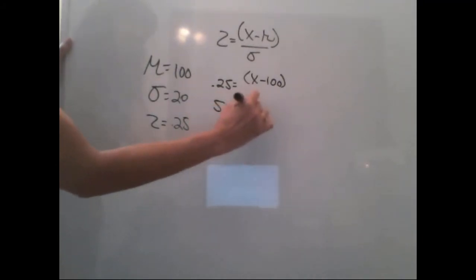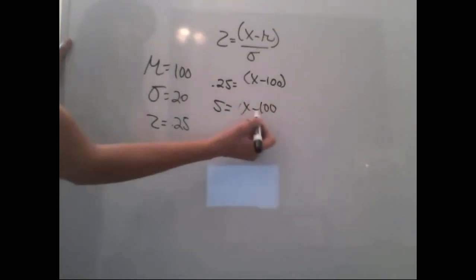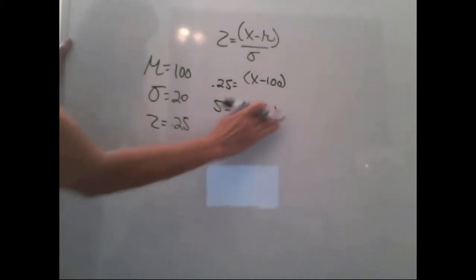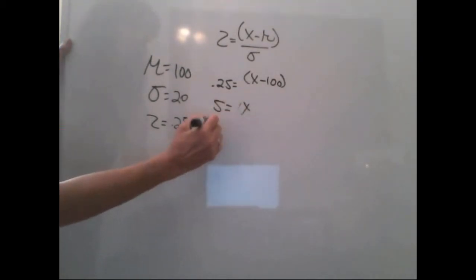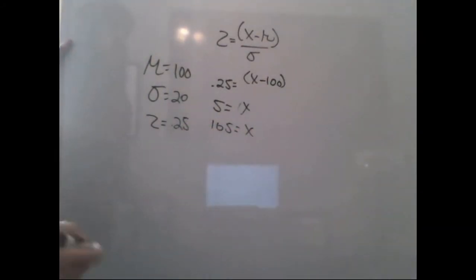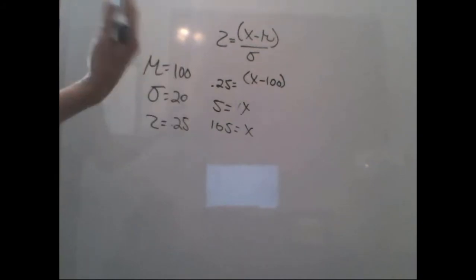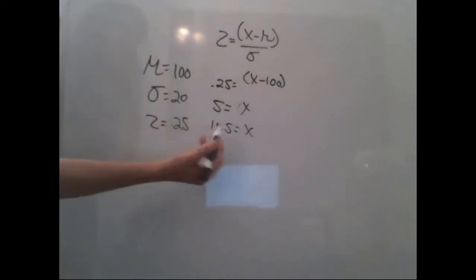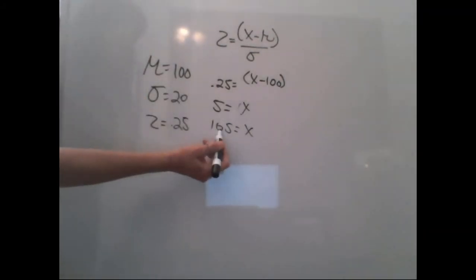So 5 is now equal to x minus 100. Now I can just add 100 to both sides to isolate x. So x is equal to 105. In other words, the score that is at the boundary of the top 40% is 105.